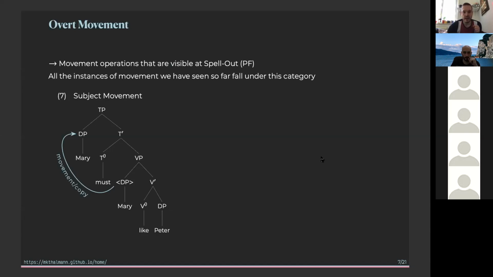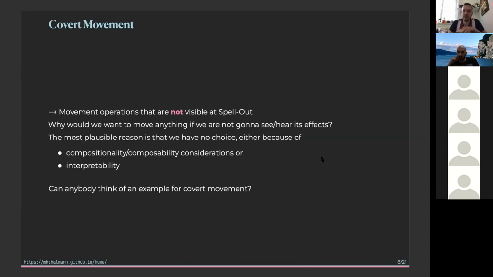But there's another type, and that's the one we'll be dealing with today, a movement type that is covert, so we can't see it. The effects are there somehow, but we can't see it in the linear order. And you might now be thinking, why would we move if we can't see it? That is a strong claim because, first of all, it's very difficult for children to learn something that doesn't have direct evidence. So for language acquisition, it's a very tall order to assume covert movement.